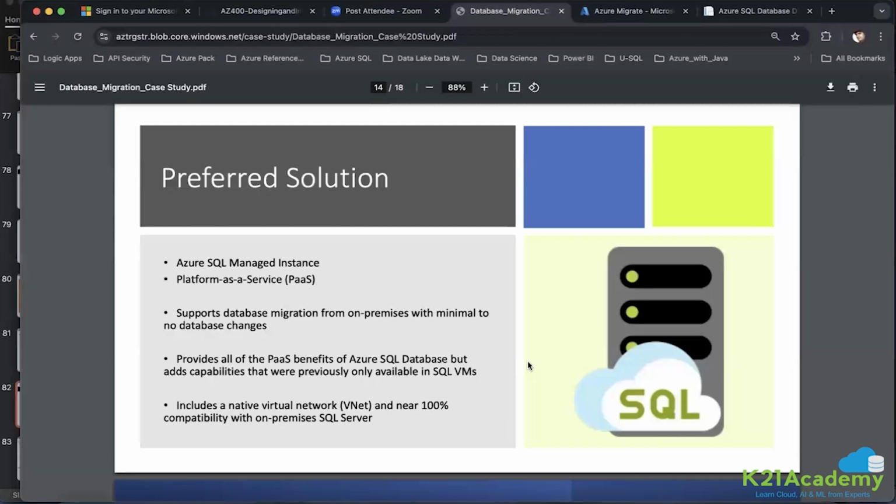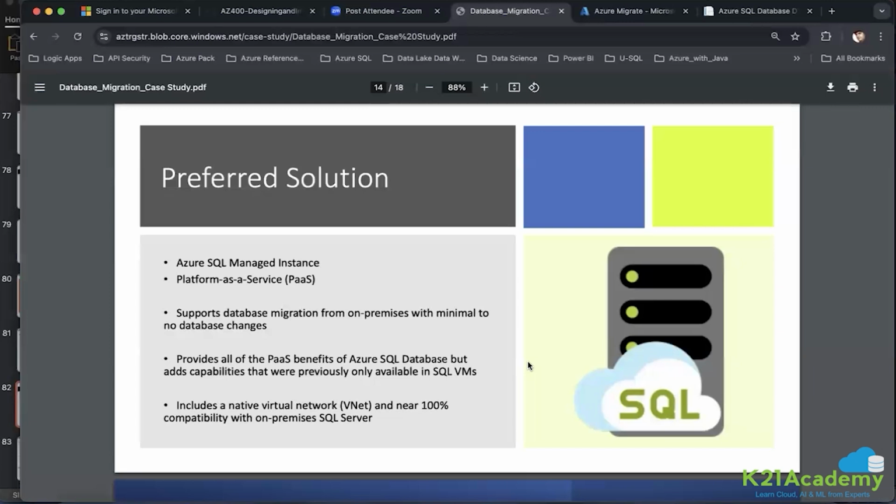It provides all of the PaaS benefits, right? What Azure SQL Database is offering you, like SLA, availability and all that, which we expect in terms of platform as a service, the management and all that, which includes native virtual network and near 100% compatibility with on-premises SQL Server as well. Now, when I say near 100%, that means you always have to analyze first, because without analysis you cannot say that since Microsoft announced it supports all the legacy databases, we are good to go ahead as it is, right?